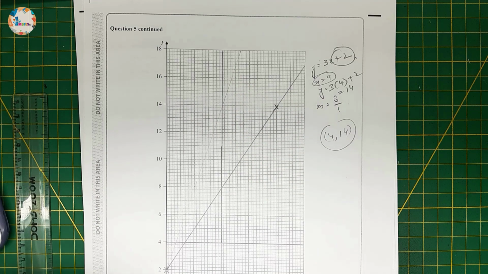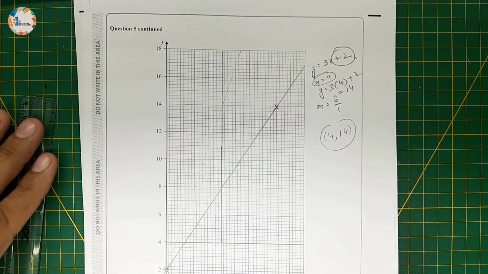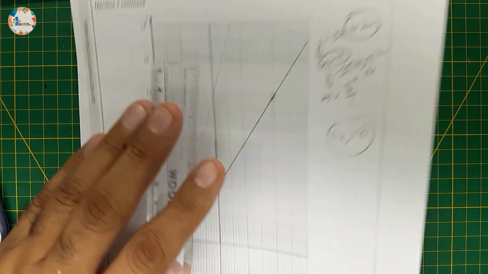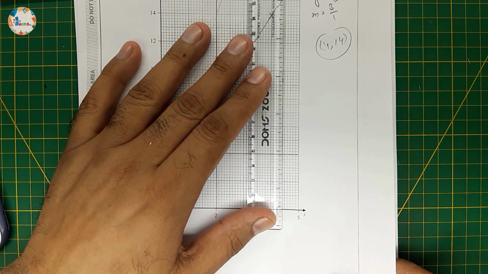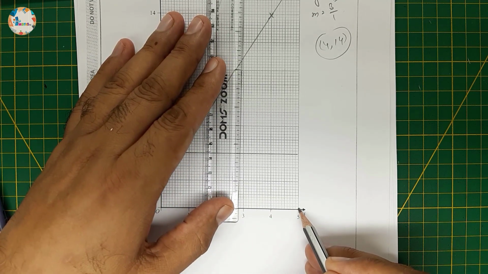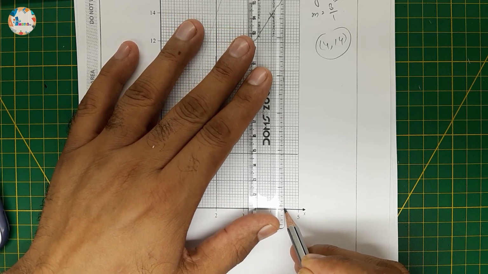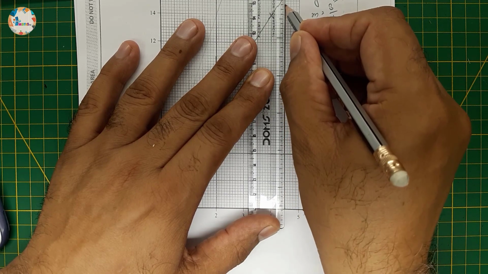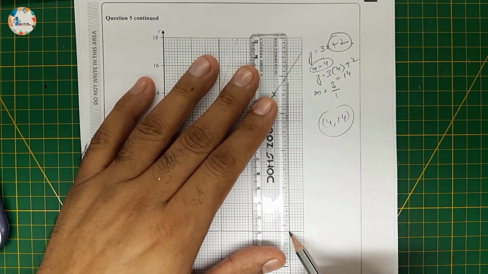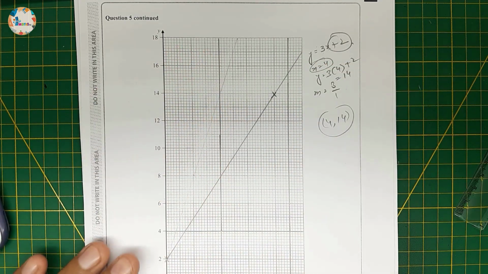And the second inequality was x is less than or equal to 4.5, so x less than or equal to 4.5 will be up to this level. So 4 is this one, 5 is this one, so 4.5 will be this. So we can draw this line, and I will move the page to extend the line. So this will be the line up to this one. This is how we got it.